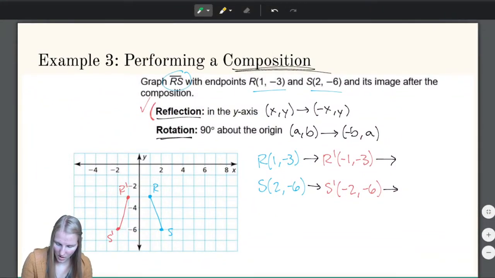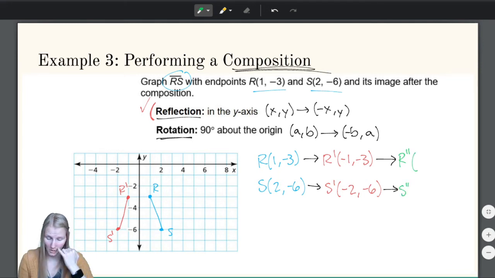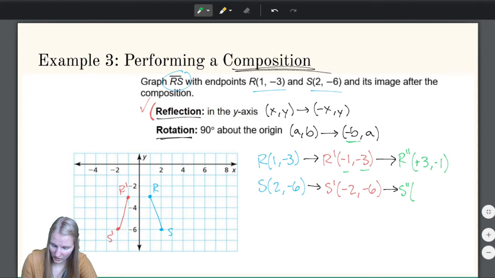So, to make R double prime and S double prime, I'm going to switch the coordinates. So R prime, 1, 3 becomes 3, 1. And then I'm going to make the first one negative. For S, I'm going to switch them. -2, -6 becomes -6, -2. And I'm going to make the first one negative. It's already negative, so I'll make it positive.